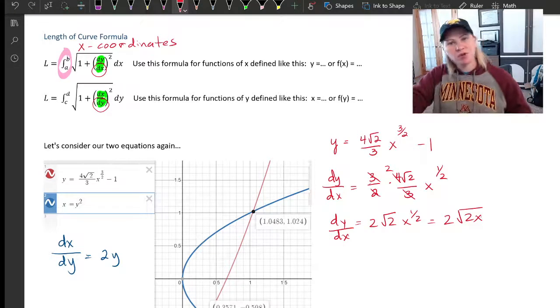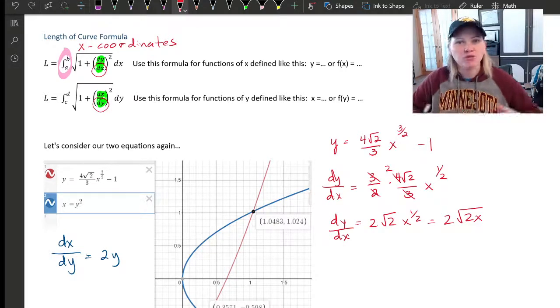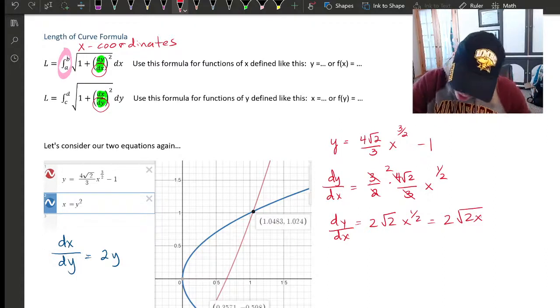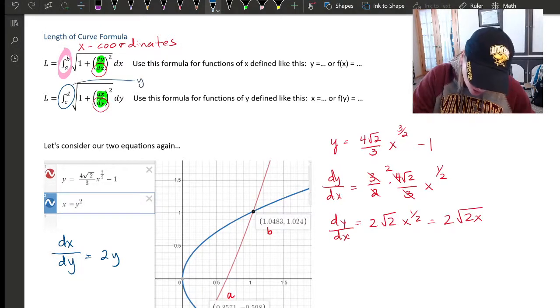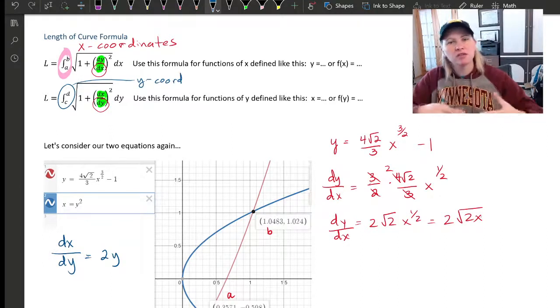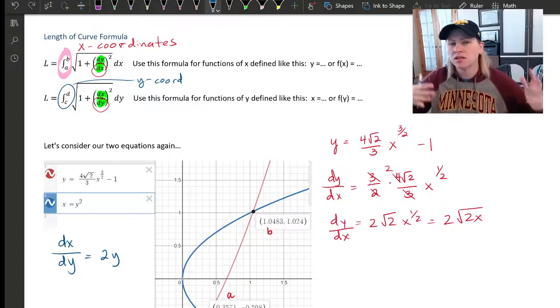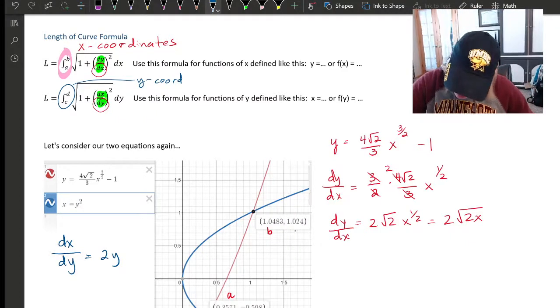So from point A to point B, that's a to b. So from point 1 to point 2, a and b refer to the x coordinates. So here, this would be a and this would be b, making d and c my y coordinates. So anytime we have a function in terms of x, all x numbers, x coordinates. If it's in terms of y, everything's a y number. So this would be considered C, and this would be considered D.